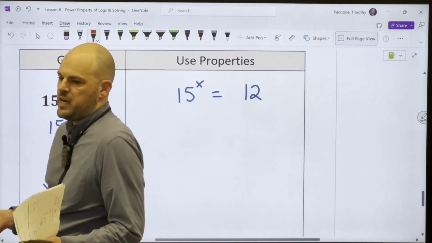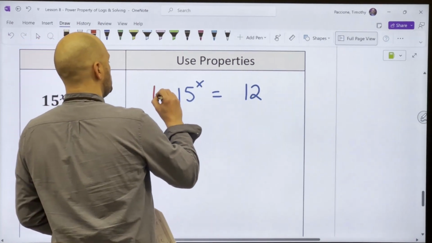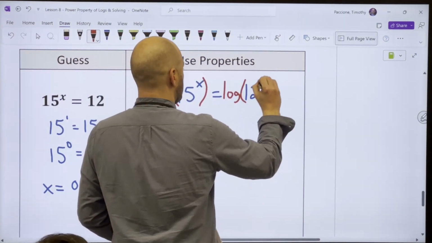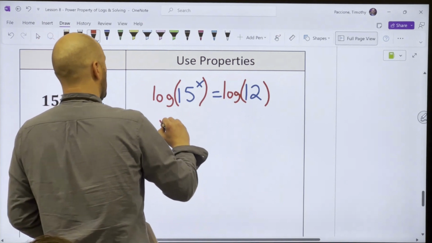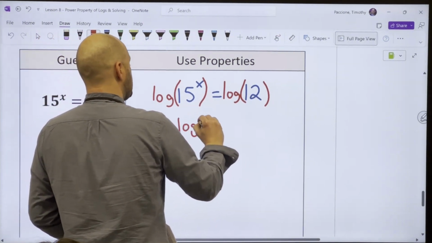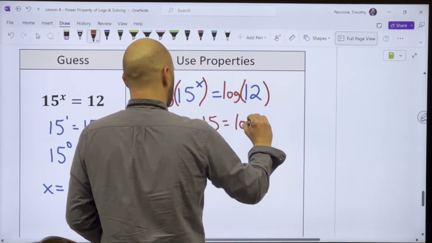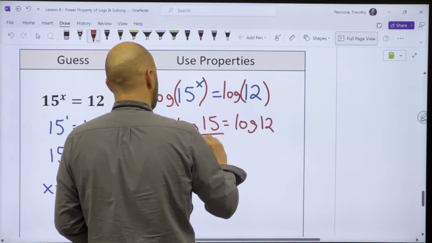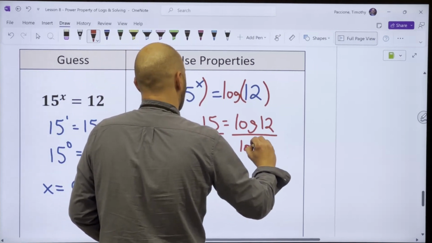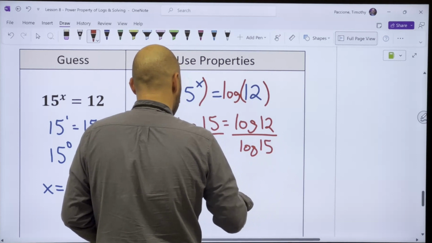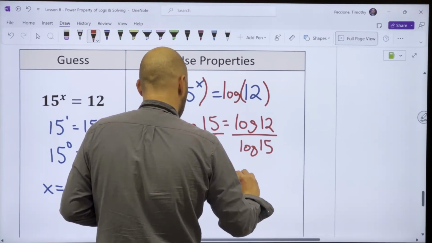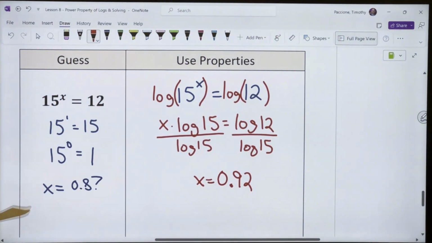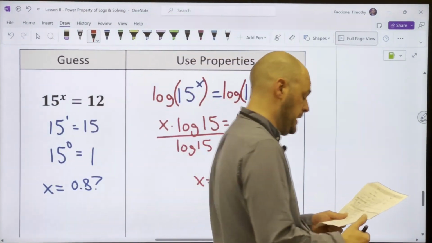What's the next step since we're isolated? Divide by log. No dividing. We're logging both sides first. Then the x comes out front. x times log of 15 equals log of 12. Divide by log 15. And x equals 0.922. Okay, we weren't that far off. We had the general idea, but now we know exactly, right? Our calculator could tell us exactly if we needed to.